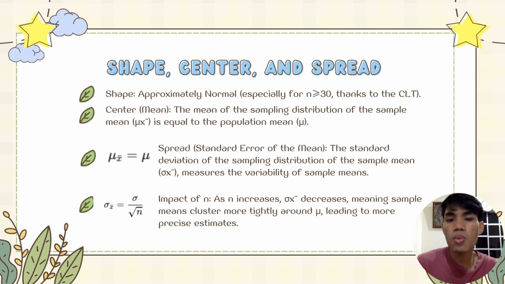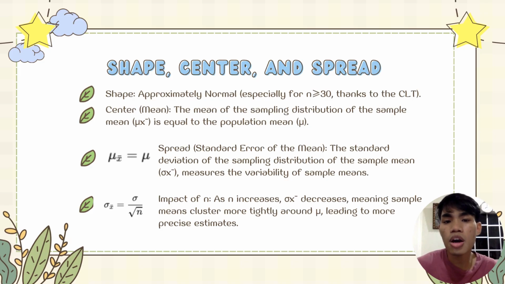For the spread, the standard error: how wide or narrow is the bell curve? That's measured by something called the standard error of the mean. It tells us how much our sample averages typically jump around from the true population average. Here is how we calculate it: take the population spread and divide it by the square root of your sample size.